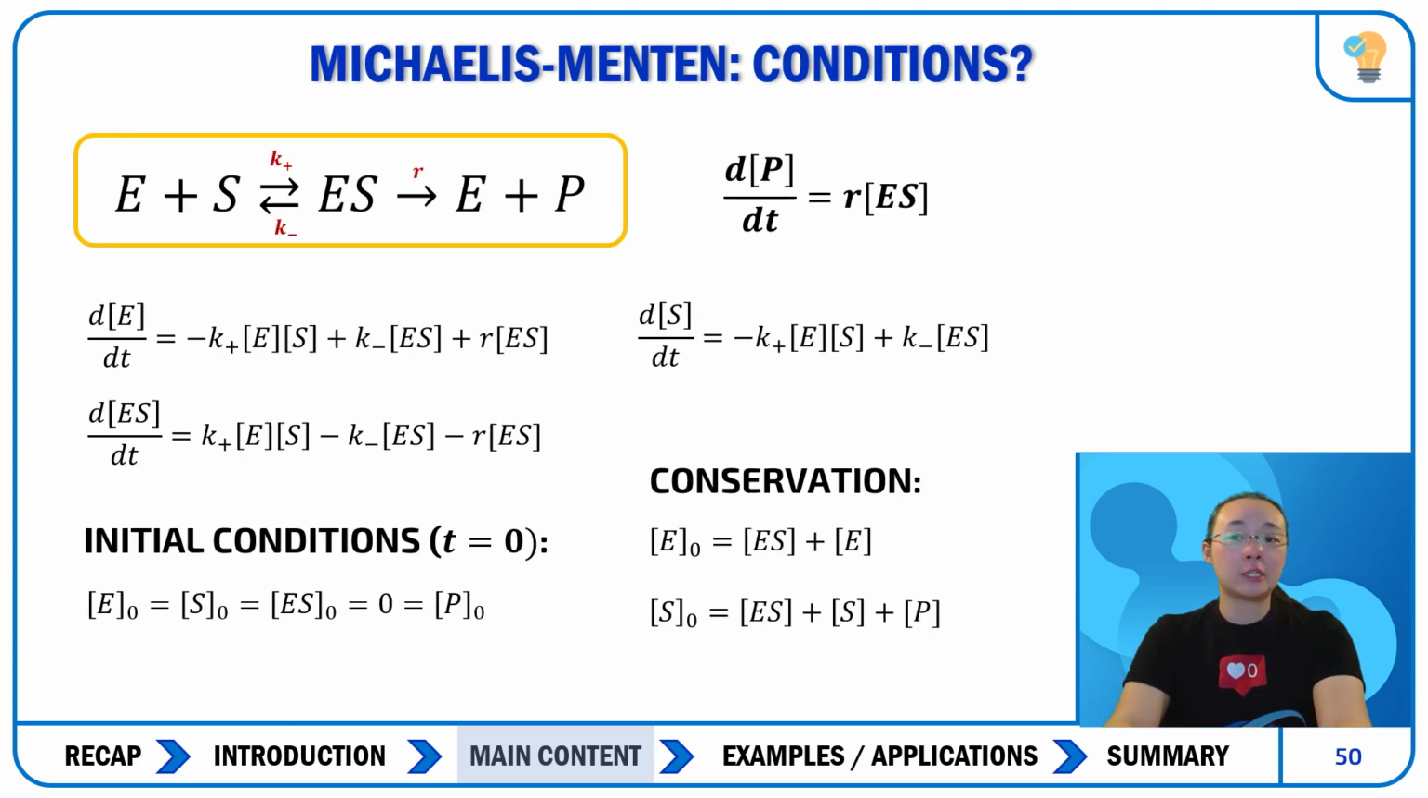So we then see if there are any conditions. And we have this equation here and these additional rate equations. The initial conditions that we want to look at are as follows. When t is equal to 0 at the beginning, we have all of these values. So we can assume everything is 0. There's also conservation laws which say that initially E is going to be equal to ES plus E. And initially, S is going to be equal to ES plus S plus P. So try and think about why these are, because it might show up on an assignment question.